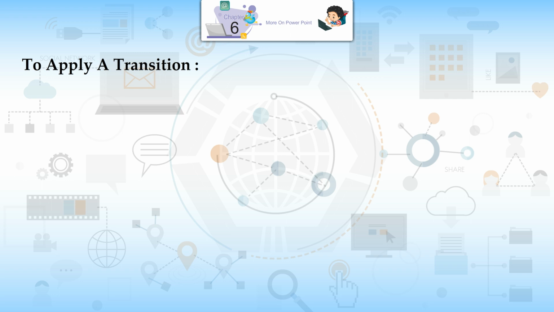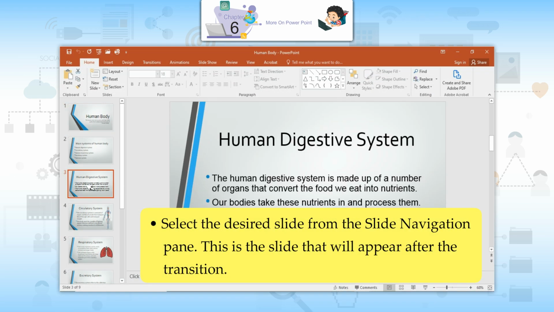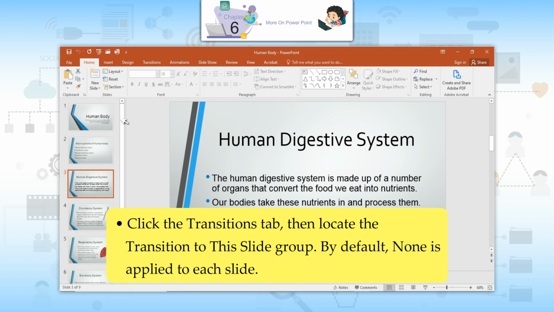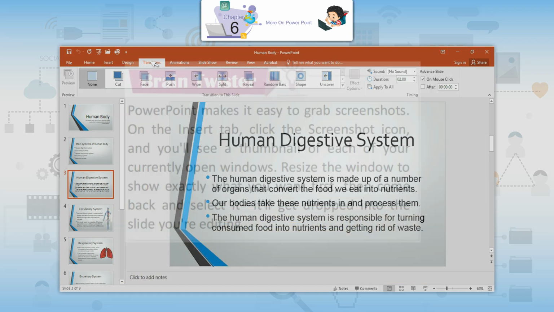To apply a transition, select the desired slide from the slide navigation pane. This is the slide that will appear after the transition. Click the Transitions tab, then locate the Transition to This Slide group. By default, none is applied to each slide.